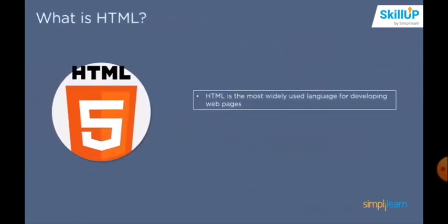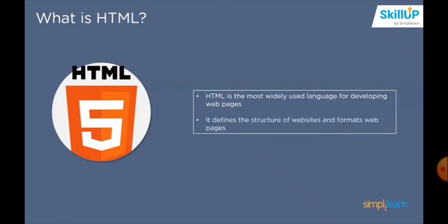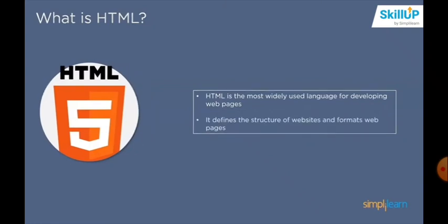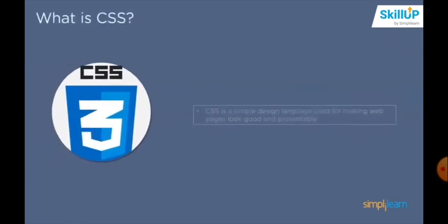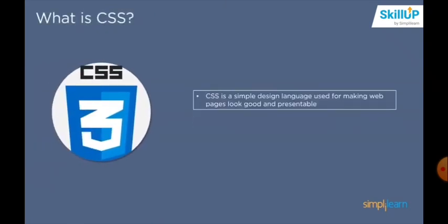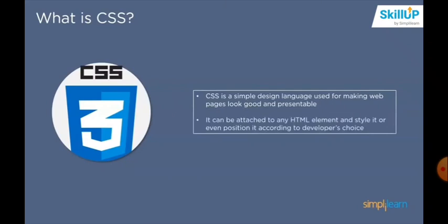Next, what is HTML? HTML is the most widely used markup language for developing and structuring web pages on the internet. It defines the structure of websites and formats these web pages. So what exactly is CSS then? Now, CSS is a simple design language used for making web pages look more beautiful and presentable. It can be attached to any HTML element to style it or even position it according to the developer's choice.